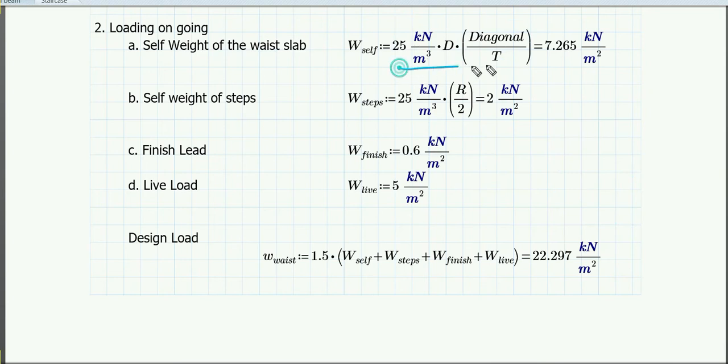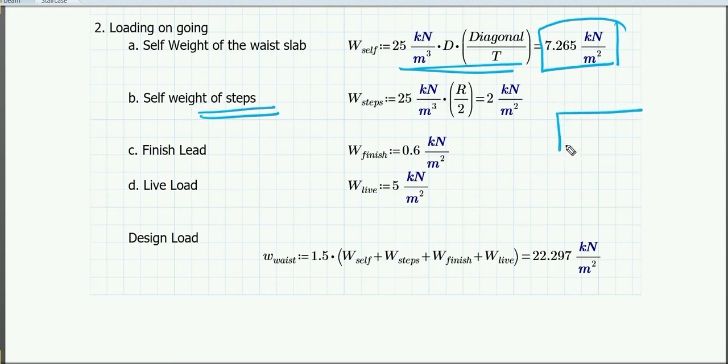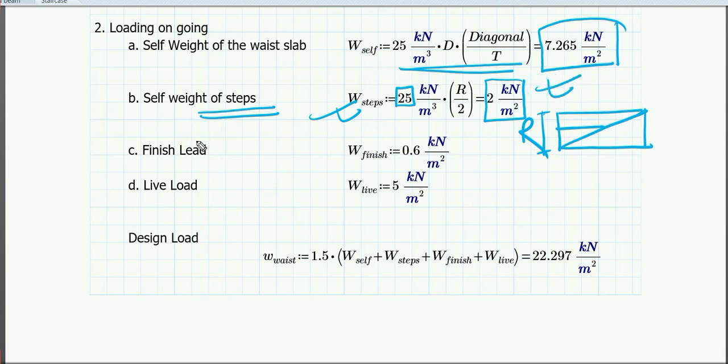So here, as doing this, we get the value of the self weight as 7.276 kilonewton per meter square. Then self weight of the step, we have to consider the self weight. The step is just like a triangular, right? So it is the half of this rectangular width. So we can do 25 into r by 2, then we will get the load that is coming per unit area because of the steps. This is the r, right? So r by 2, you can get the self weight of the steps.